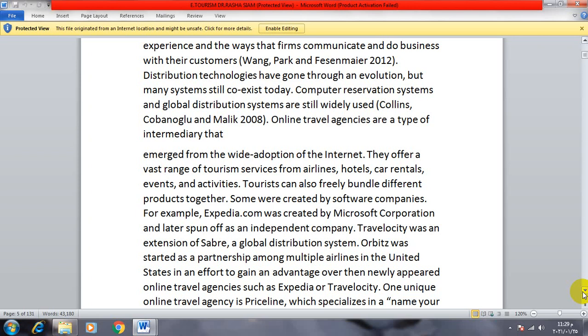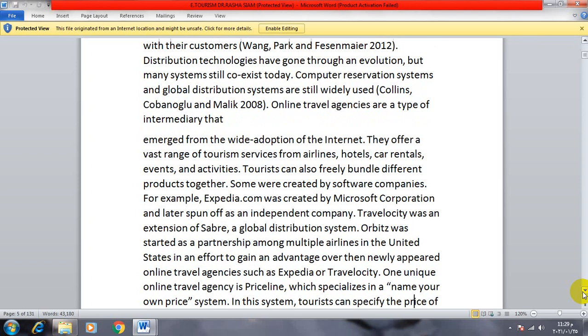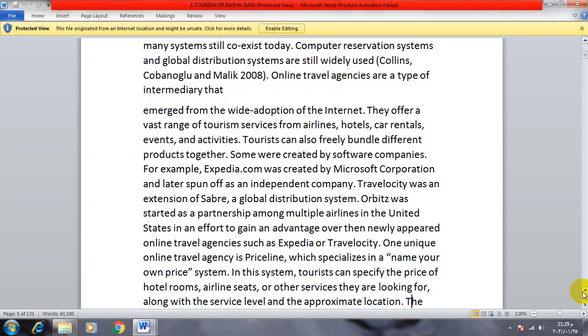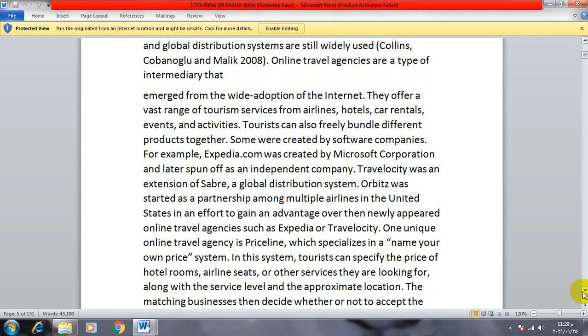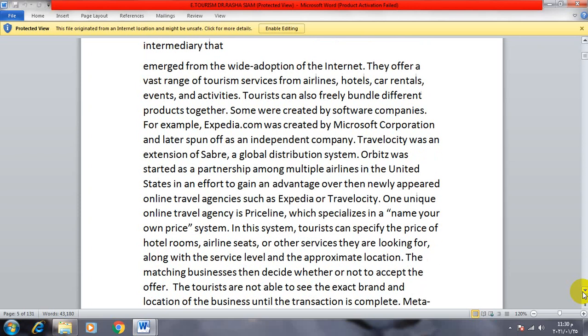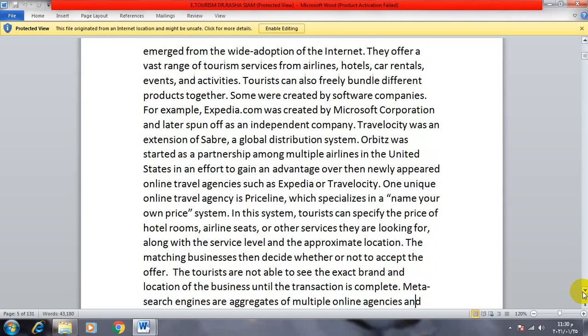One unique online travel agency is Priceline, which specializes in a name-your-own-price system. In this system, tourists can specify the price of hotel rooms, airline seats, or other services they are looking for, along with the service level and the approximate location. The matching business then decides whether or not to accept the offer. The tourists are not able to see the exact brand and location of the business until the transaction is complete.